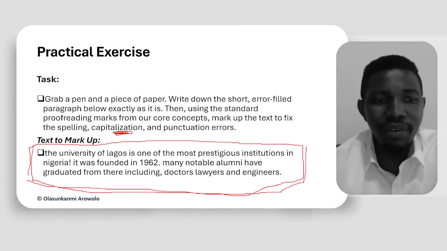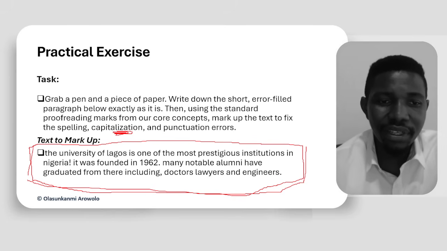The University of Lagos is one of the most prestigious institutions in Nigeria. It was founded in 1962. Now, many notable alumni have graduated from there, including doctors, lawyers, and engineers.